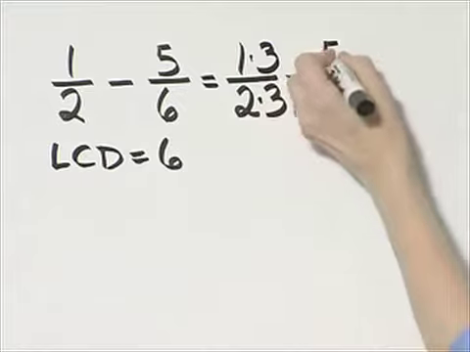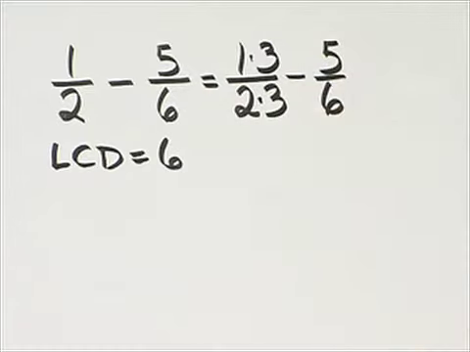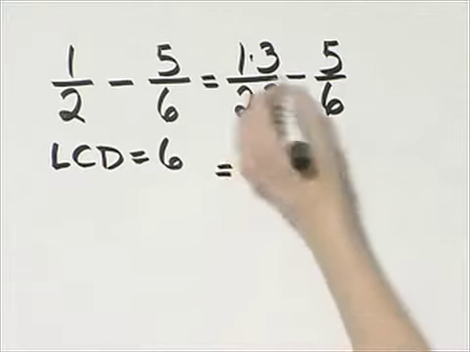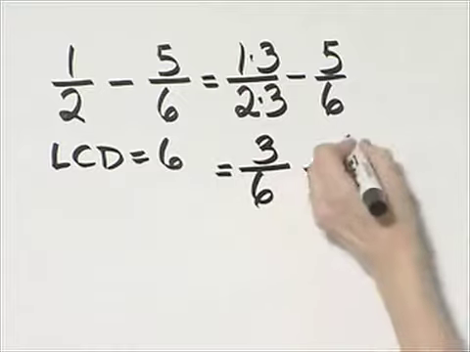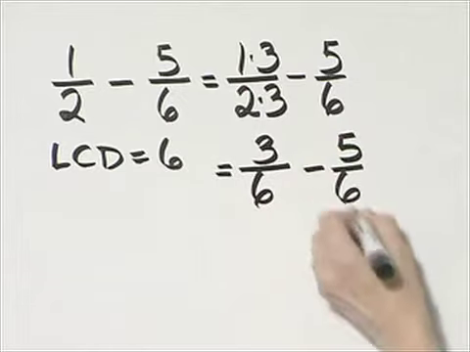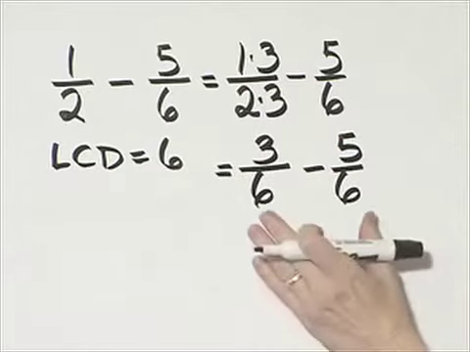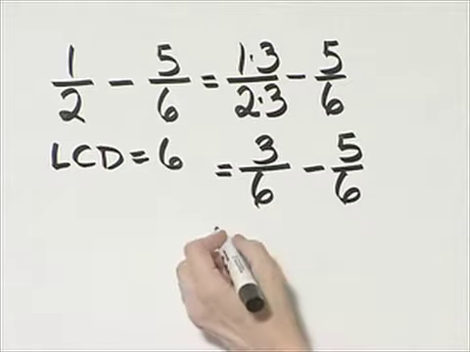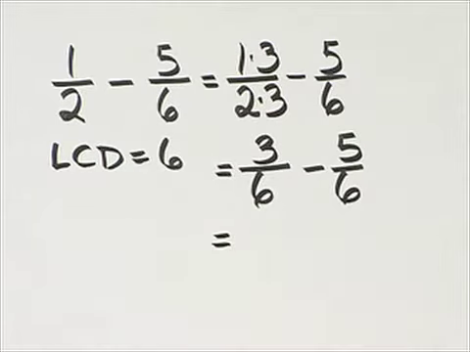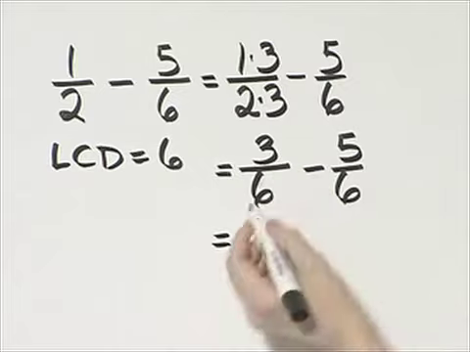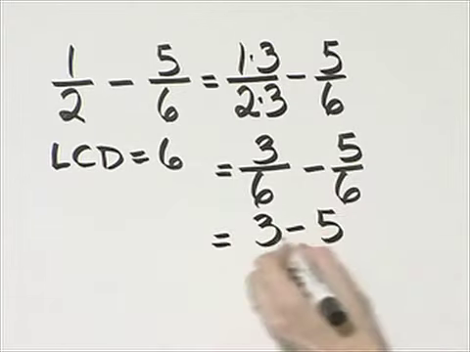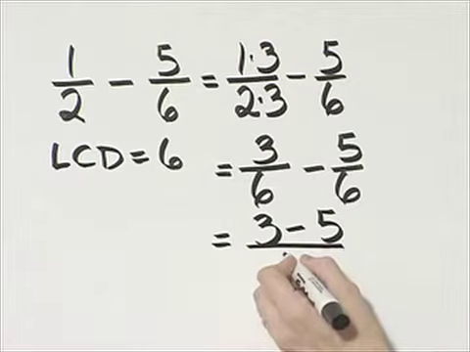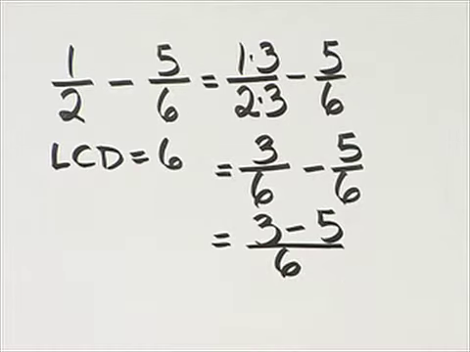Now let's subtract 5/6. We already have a denominator there of 6. So let's see what we have. 1 times 3 is 3, over 2 times 3 is 6, minus 5 over 6. Notice I now have the same denominators, and now that I have the same denominators, I have the right to place numerator 3 minus numerator 5 all over a common denominator of 6.